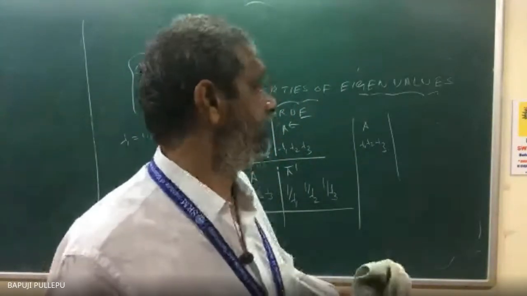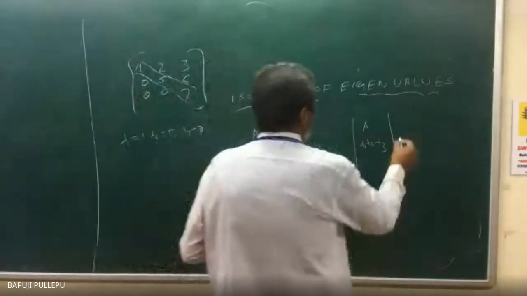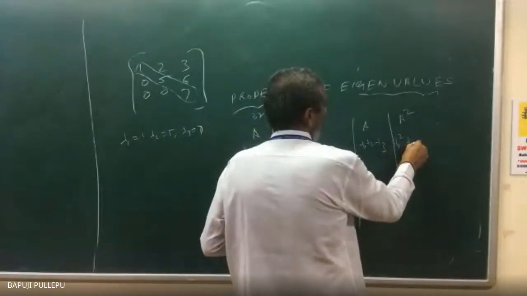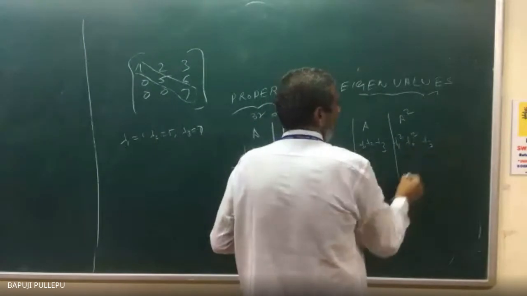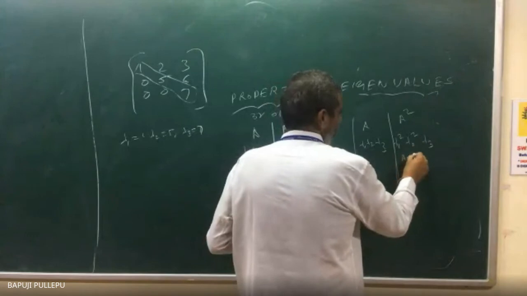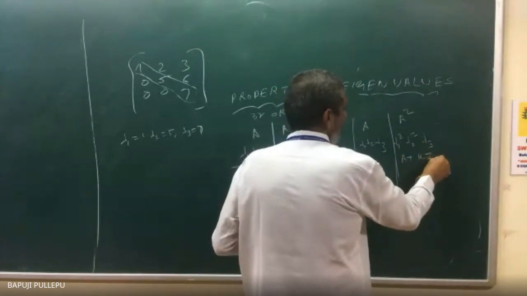Suppose for A square, what will you get? Lambda 1 square, lambda 2 square, lambda 3 square. Very good. Correct? Then for A plus kI, what will you get?